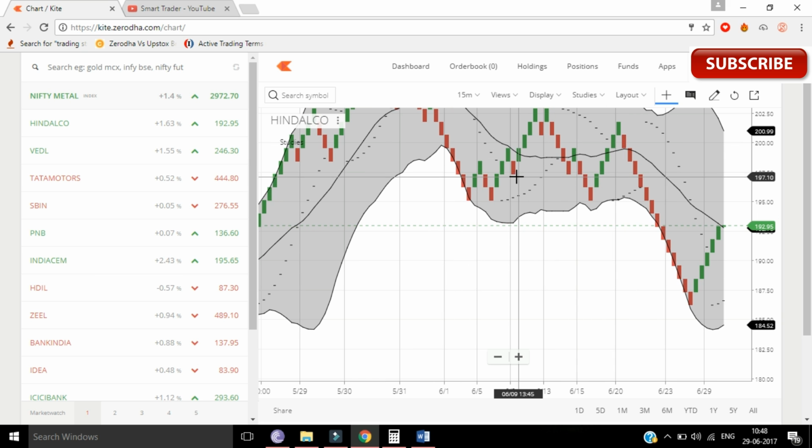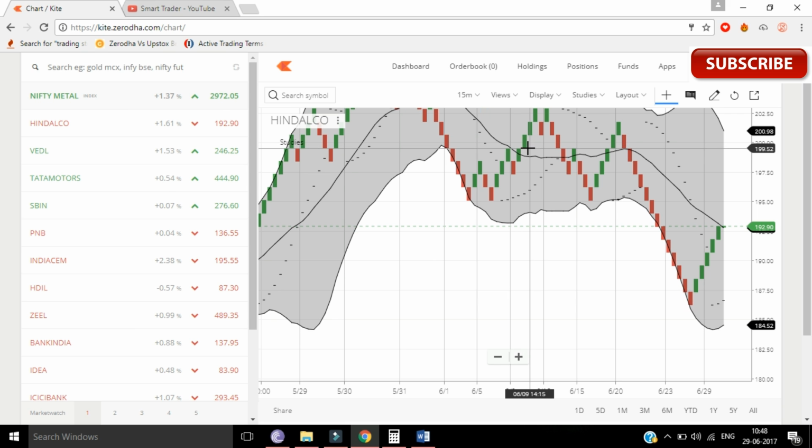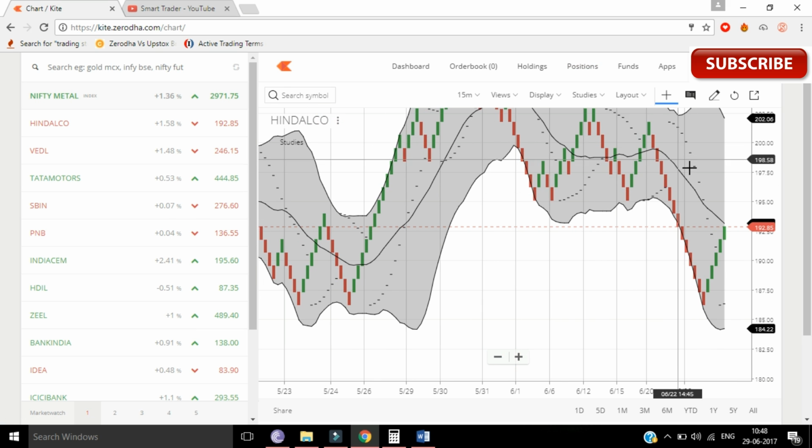Next day, a buy. I'm not buying here. I'm waiting for this to cross. As soon as it crosses, that is when I'm planning to buy here. The next candle should be opening above that line. 199, 202, that's the magic over here.